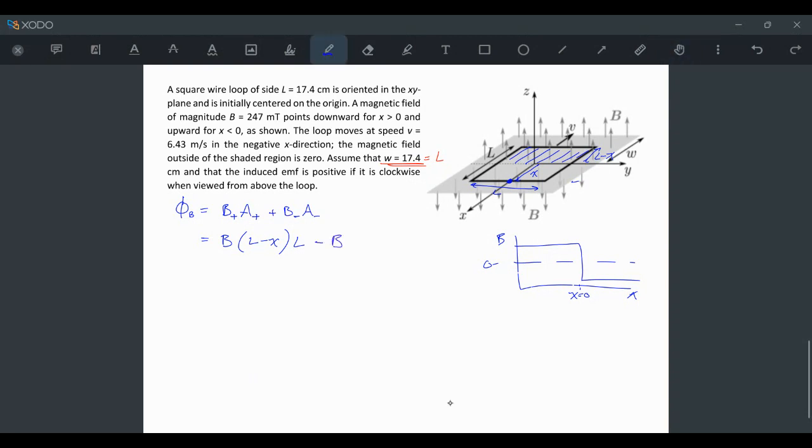In the region where the magnetic field is negative, we have minus B, not positive B, and the area is just equal to x times L. So hopefully that makes sense. The distance here I said was going to be x, and the width of it is L. We can factor this to make it a little more tidy. We have BL times L minus 2x. All I did was factor out this L and this B, along with this L and this B, and combine everything that was left. So the amount of flux that we have as the loop moves is determined by the equation we have here.